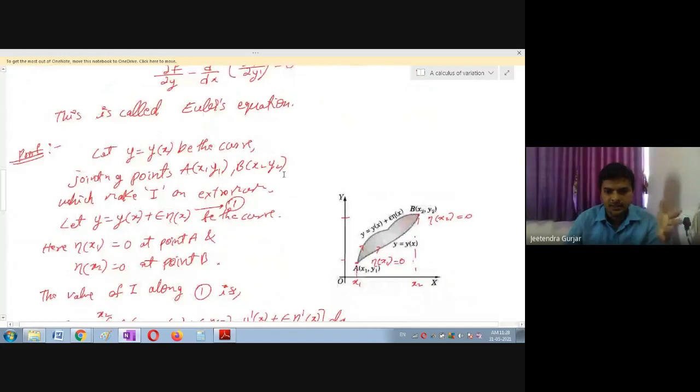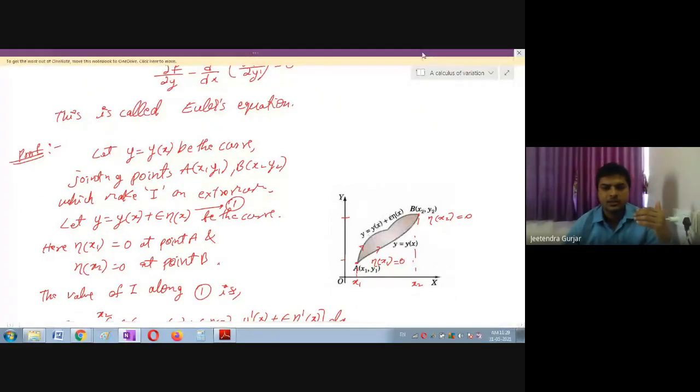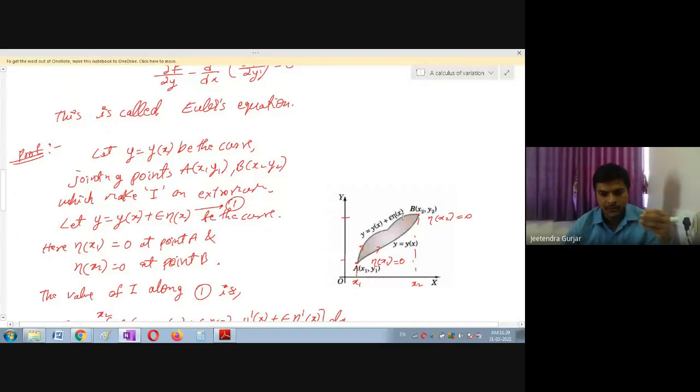Then we take one curve, y is equal to y of x. For this curve, this is the extremum. Therefore we take a point A and B, and this curve y is equal to y of x. Then we take another curve, y is equal to y of x plus epsilon nu of x. Under this curve we are going to find how much area is covered, and we will discuss that in the examples.